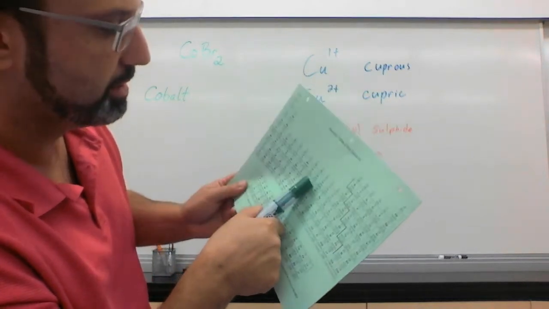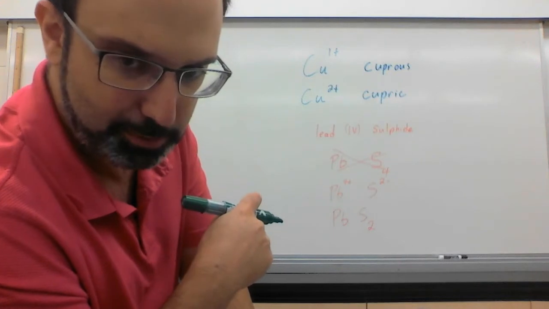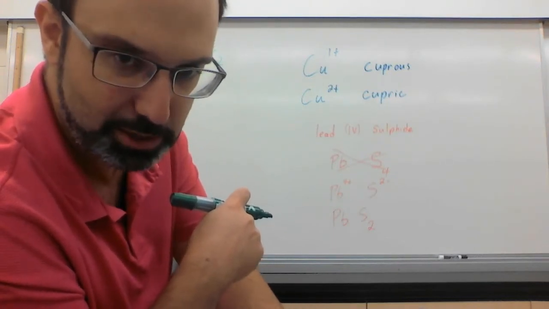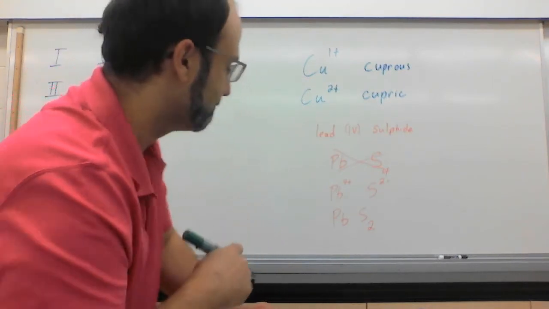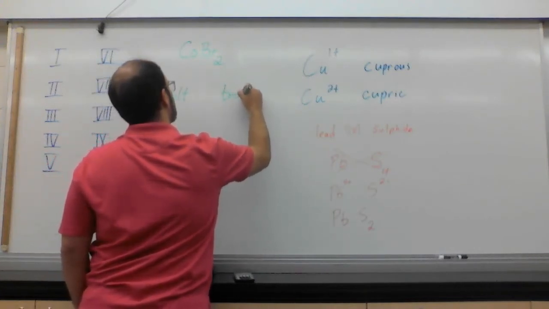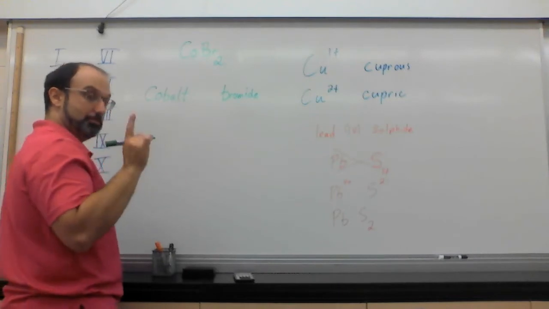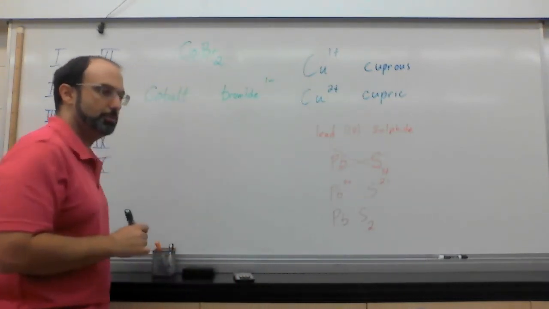It's number 27. So it's definitely a transition metal, which means if it's in the transition metal area, we're going to have to treat it with transition metal naming rules, right? If it's in this area, we're going to have to do something about it. So this is cobalt, and this is bromide. Okay, well, bromide is a main group. That one we know. That one is going to be 1 minus. Okay, no big deal.